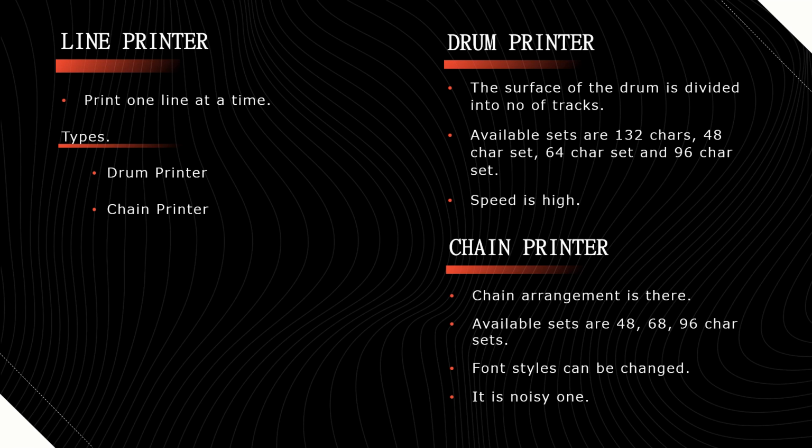Chain printer. In this, a chain is placed to print the characters, so it is called a chain printer. In this also we have different character sets: 48, 64, 96 character sets. By using these printers, we can change the font styles very easily. Also, it produces a lot of noise.